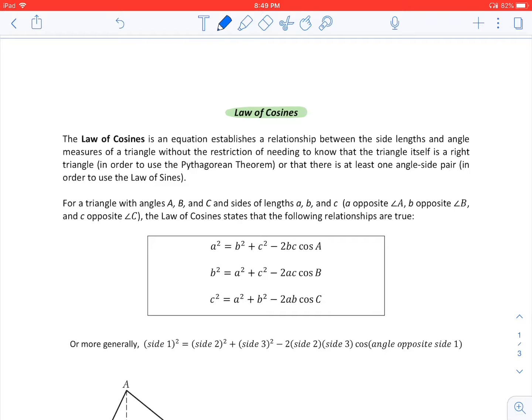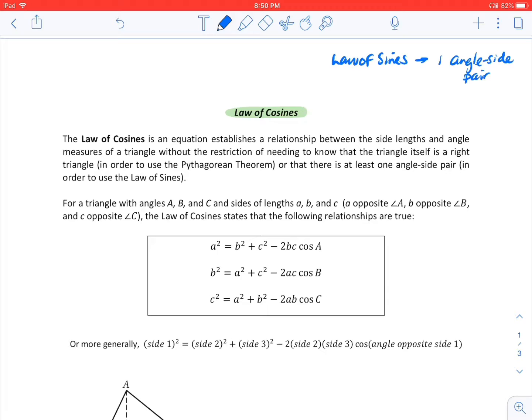The law of cosines is the second method that you might use in order to solve triangles that are not necessarily right triangles. While you may have the law of sines in your arsenal, the law of sines requires that there's at least one angle-side pair in order to solve the triangle. The law of cosines does not have that restriction, and so any of the problems that you could solve using the law of sines, you could also solve using the law of cosines.